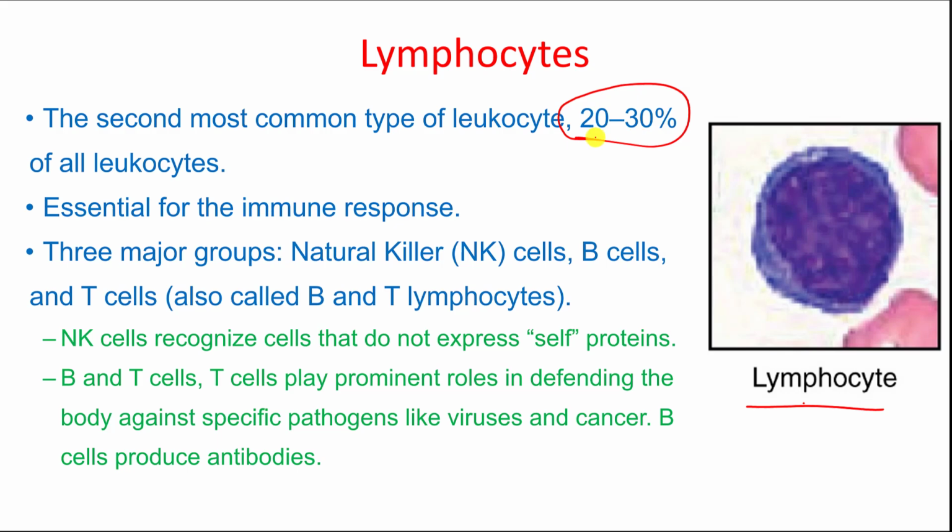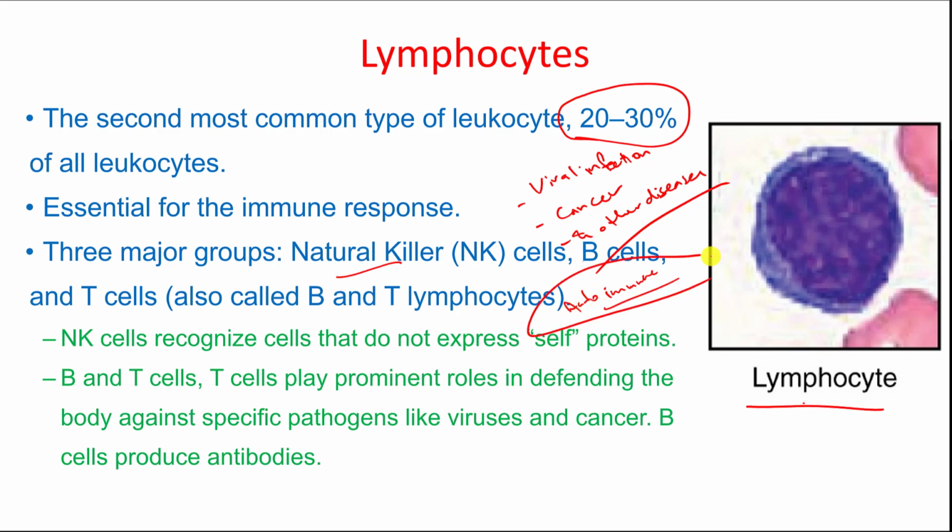Think of those cells as the heavy actors of the immune system. They have three subtypes: natural killer, B cells, and T cells. We'll talk about all of them during the immune chapter, but think of those cells as responsible for viral infection. They are also responsible for fighting cancer and other diseases. Those cells are also responsible for the autoimmune diseases.